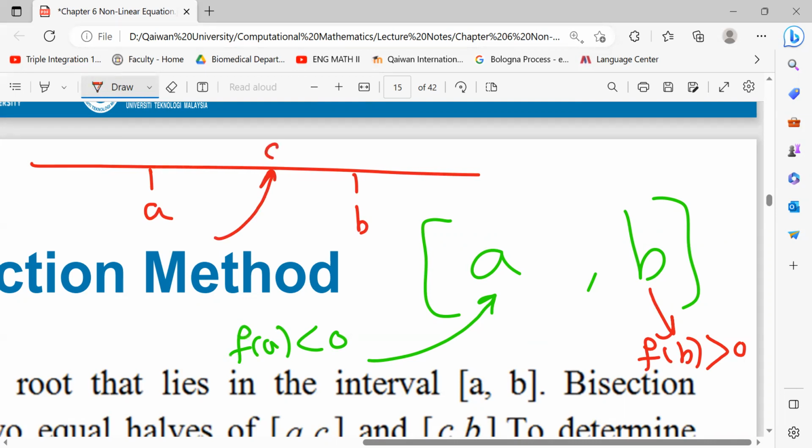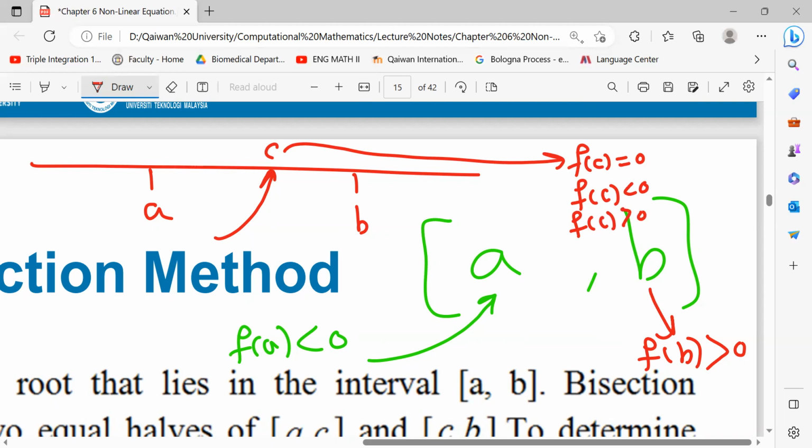This is c. So we have only 3 cases for c. It's either f of c is 0, or f of c is negative, or f of c is positive. We have no more cases. If it is 0, that means c is the solution. But if it is not 0, it's either less than 0 or greater than 0.